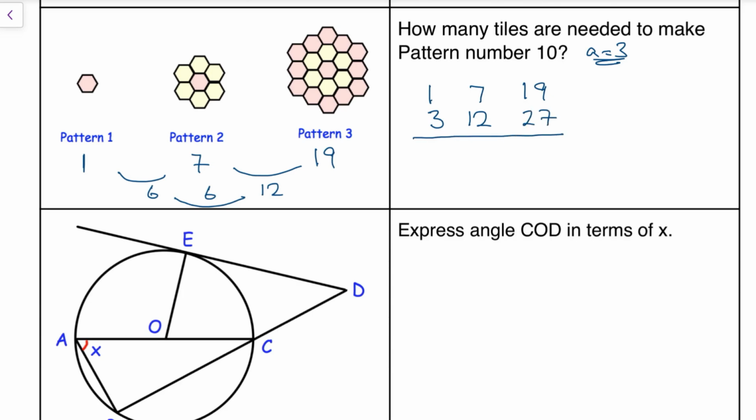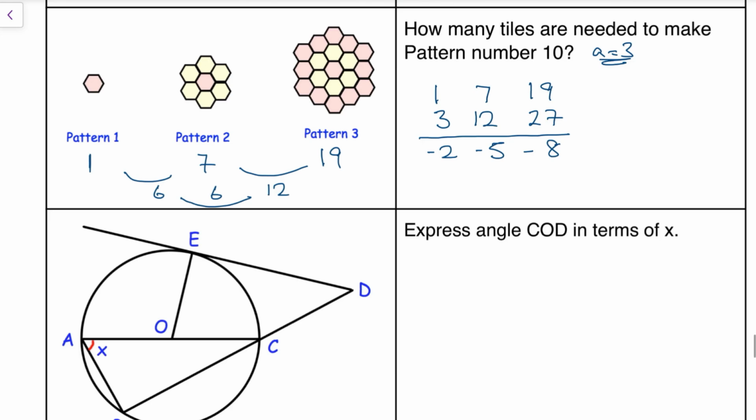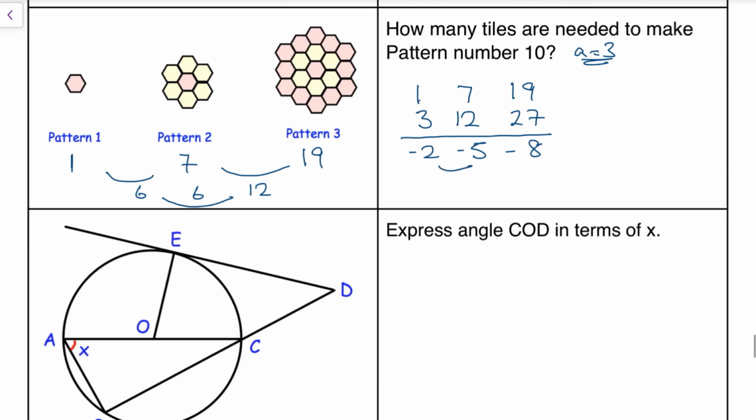So 1 minus 3 is minus 2. 7 minus 12 is minus 5. And 19 minus 27 is going to give me minus 8. Now, what we'll notice about this is if I look at my differences, that's minus 3, minus 3.